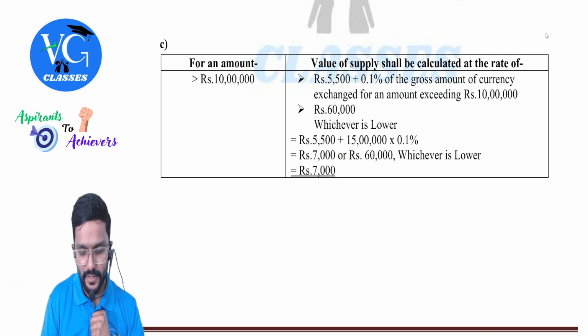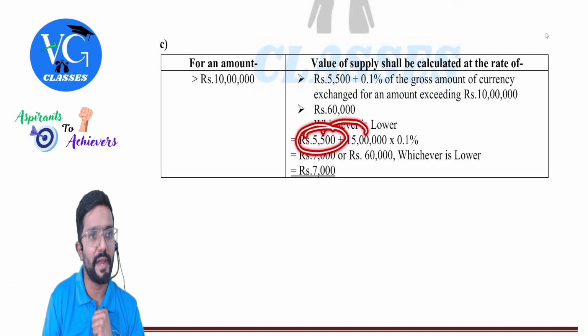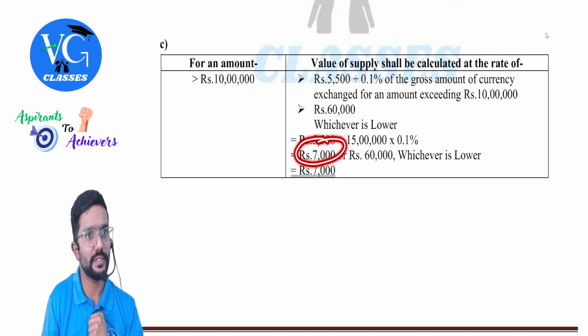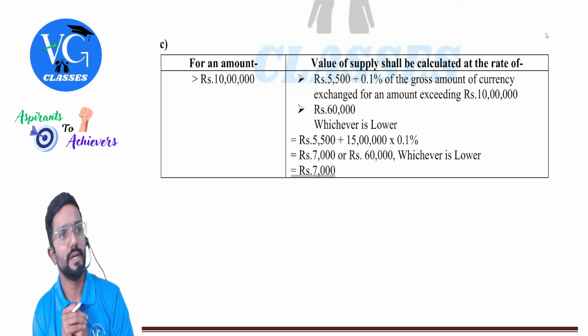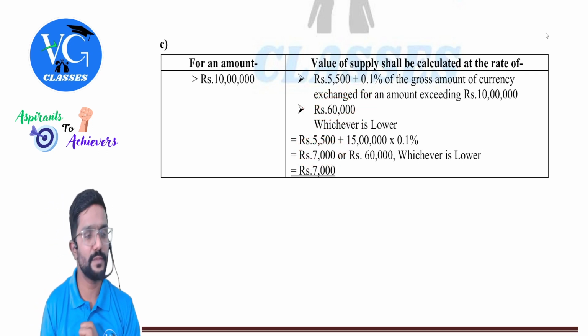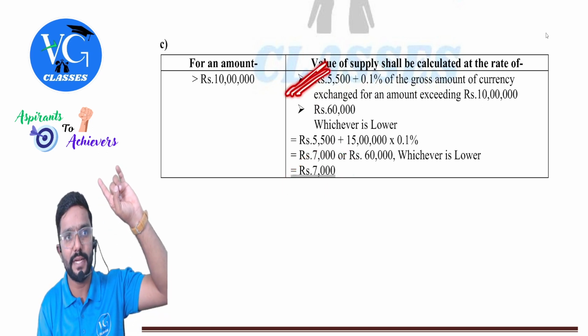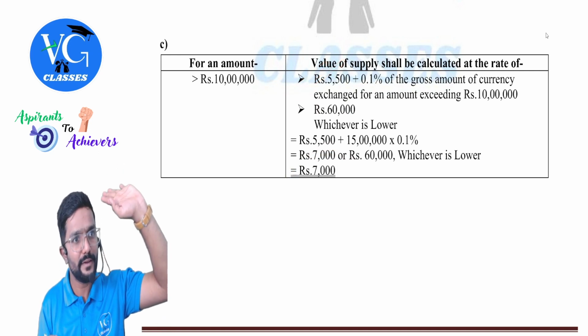Yes, sir. So 1500 plus 5500 as per the above two slabs. How much do we get? 7000. Compare that with 60,000. Take whichever is lower, which comes to 7,000. Hope you understood, guys. 5,500 I have taken directly. If you want, you can show that calculation also.